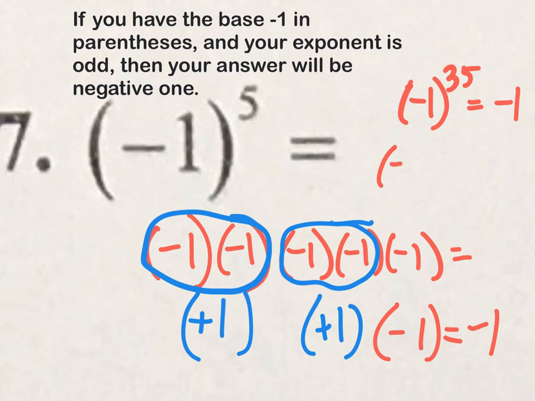However, if I had -1 to the 36th power, that would be even, and you'd be able to pair up all the -1s, and everything would become positive. So that answer would become +1. I hope that kind of makes sense. Once again, this is not on tomorrow's quiz, so don't freak out about it. This is just a heads up for what we're going to be working on in the future.